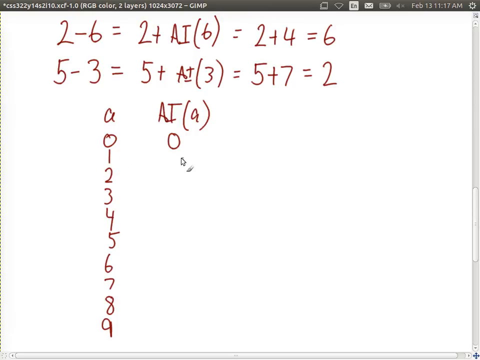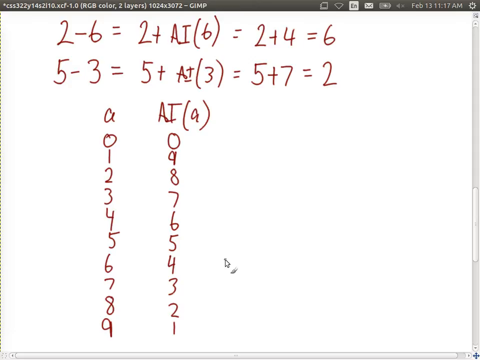The inverse of 1? 9. That's an easy one. 4. And it turns out for any modulus n, every number has an additive inverse. We can always add two numbers together and get 0 in mod n.